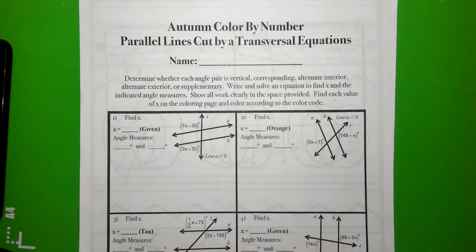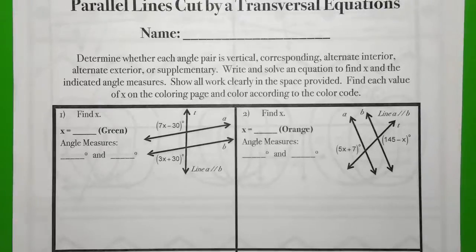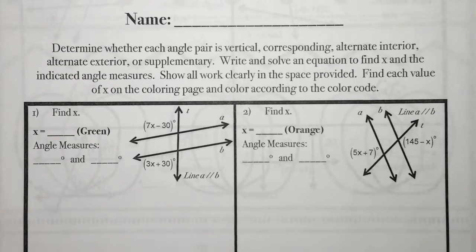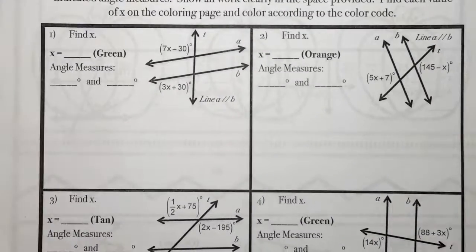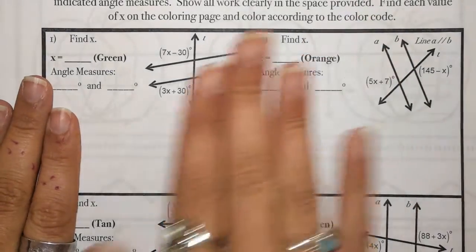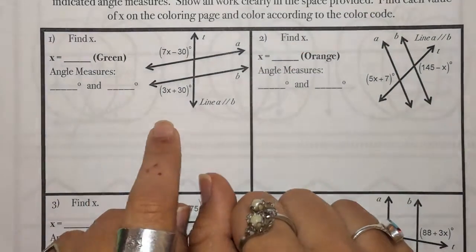So the directions say to determine whether each pair is vertical, corresponding, alternate interior, alternate exterior, or supplementary. Then write and solve an equation. You should have used your notes, because we wrote down all these relationships on page 28, whether they're congruent, whether they add up to 180, all the different things about them. So let's start by looking at these.